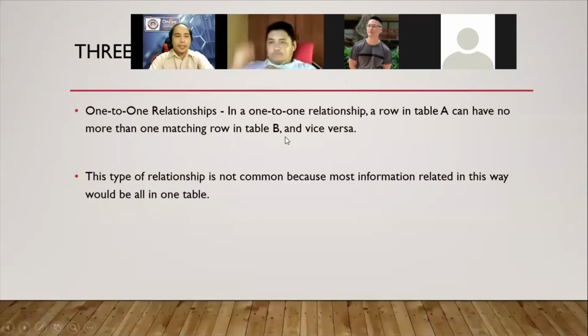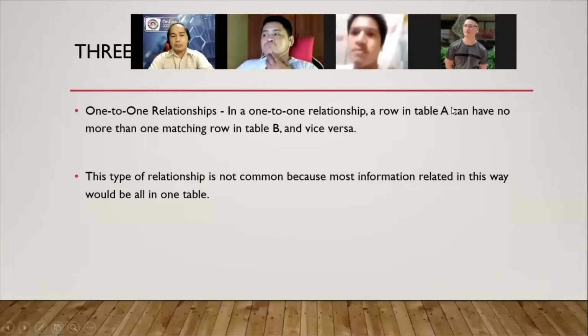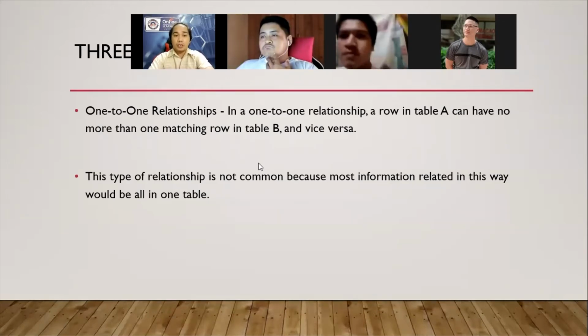Okay? And then last one is the one-to-one relationship. So wherein a row in table A can have no more than one matching row in table B and then vice versa. Or kumbaga, both sides isang record lang yung magmamatch sa kanila. Kaya one-to-one relationship. So this type of relationship is not common because most of the information related in this way would be all in one table. So hindi na talaga masyadong ginagamit itong ganitong klase ng data relationship. So kapag ganyan, kung one-to-one, so one table na lang din ang gawin mo kung ganun lang naman.